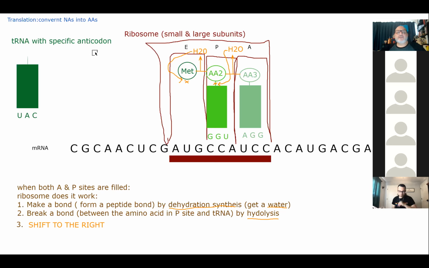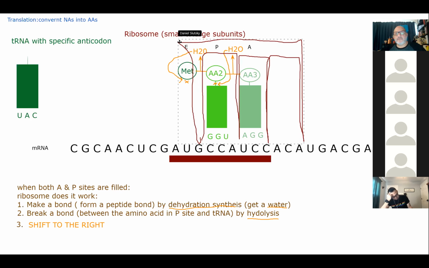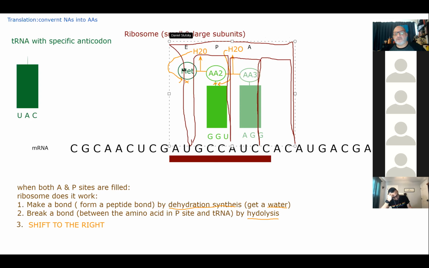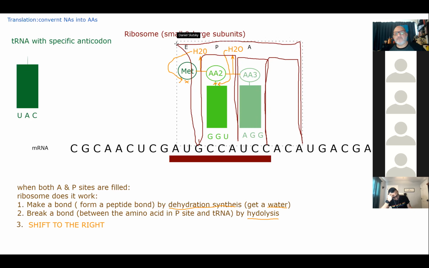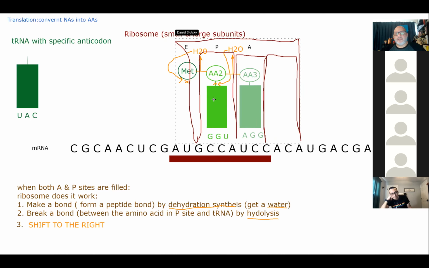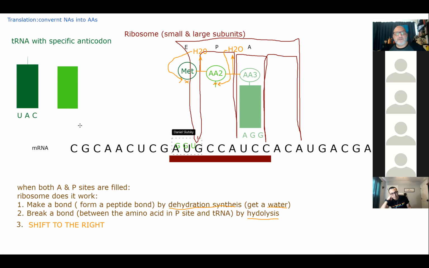So what do we do next? Move everything to the right. There you go, swipe right. There, perfect. Excellent. The transfer RNA in the P site, what happens to it? It exits. Assuming I can grab it. Let's hope that I can. There we go. So it leaves, of course, with its anticodon and its stem.